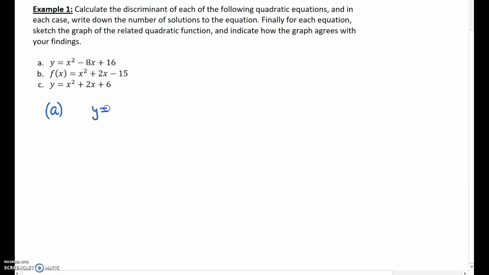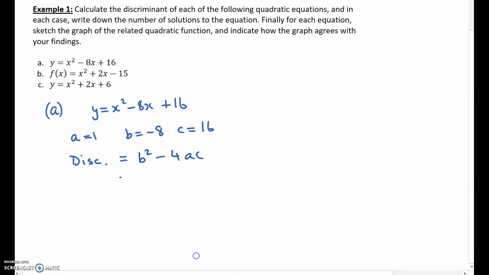We have y equals x squared minus 8x plus 16. We have a equals 1, b equals negative 8, and c equals 16. Now the discriminant is b squared minus 4ac. So remember, put everything inside parentheses, so that's negative 8 squared minus 4 times 1 times 16.